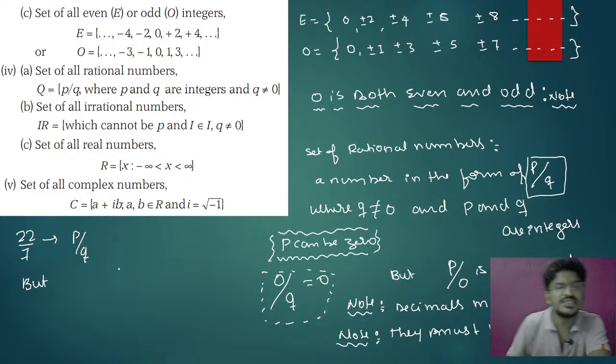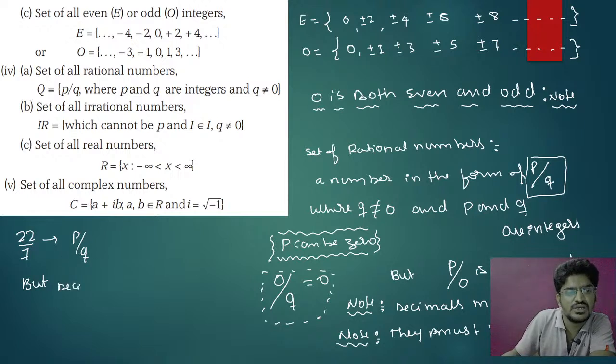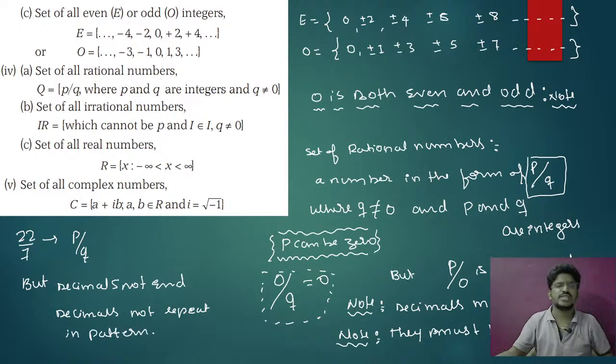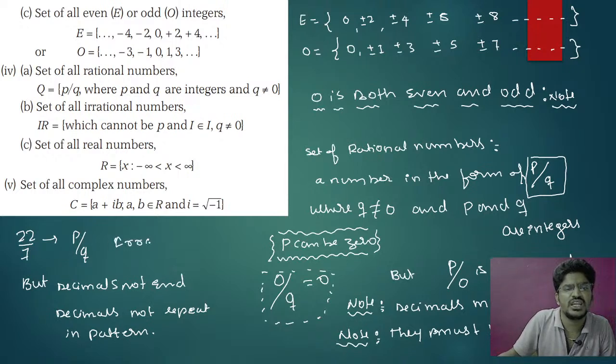But what is the meaning of we can't write it in the p by q form? Here the decimals do not end, and the decimals do not repeat in a pattern. For such numbers we say it is irrational.